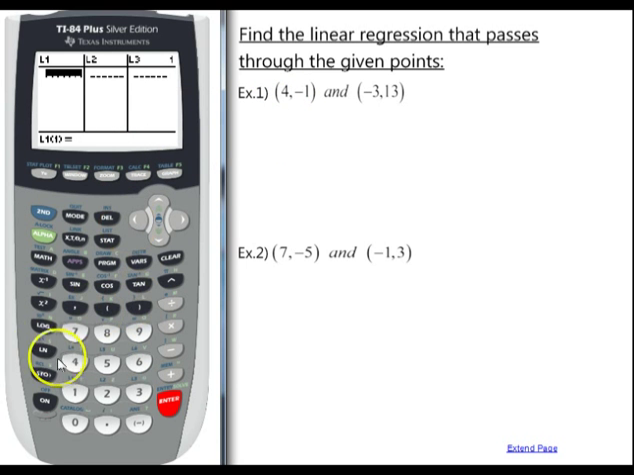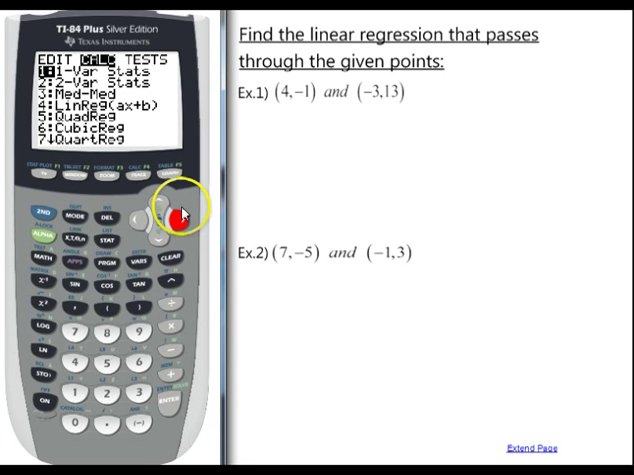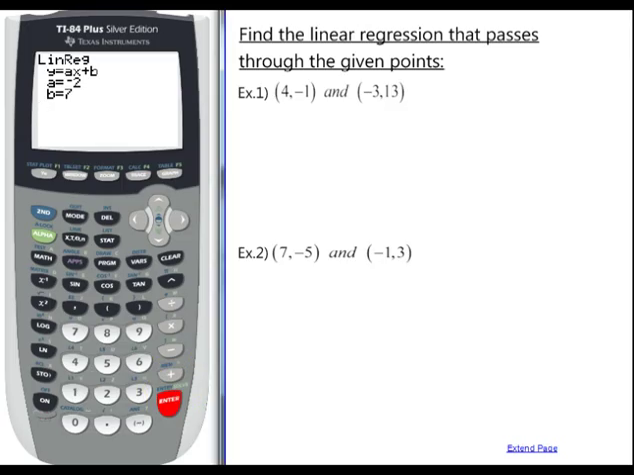Remember, x coordinates go in L1, and then our y coordinates go in L2. And then we want to click Stat, move over to Calc, and then for this one, we're going to do a linear regression, so that's going to be our fourth option. And then we hit Enter. And then here is our equation that we can go ahead and write down.